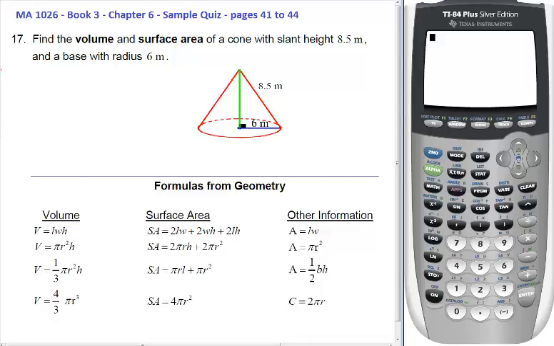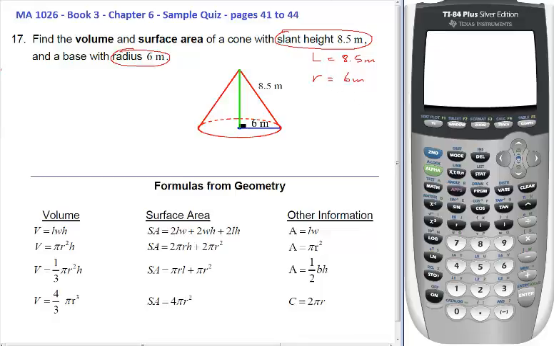Okay, volume and surface area of a cone, and we're given the slant height. Now the slant height is 8.5 meters. That's this here. It's sometimes called lateral height or oblique height, but slant height is very common, and we use the letter L. So we know L is 8.5 meters. We're also given a base with a radius of 6 meters.